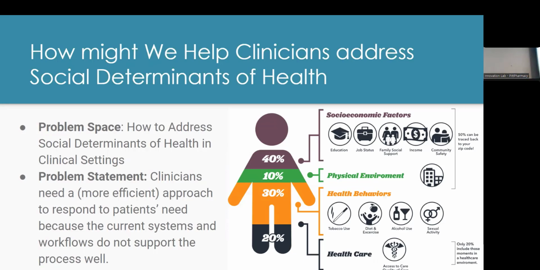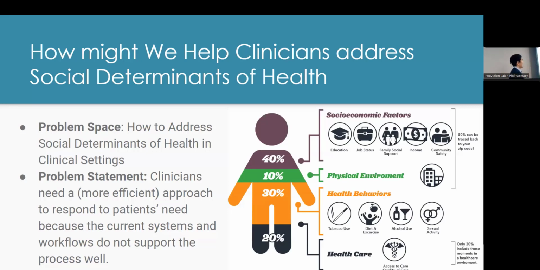As you can see here, social determinants of health may include socioeconomic factors such as education, job status, family support, and income. They might also involve physical environment related factors and health behavior. Healthcare only accounts for 20% of people's health. That means other factors are very important, but we still try to figure out the best way to address them. So the problem space of this work is how to address social determinants of health in clinical settings.